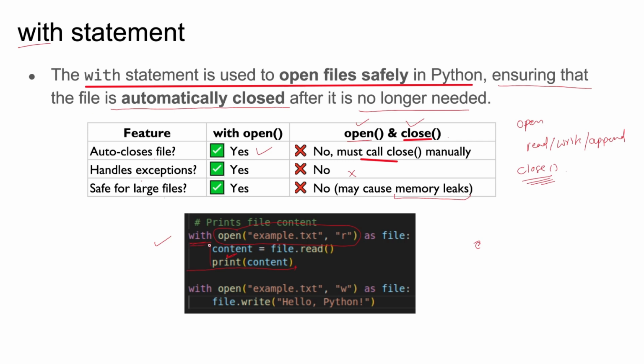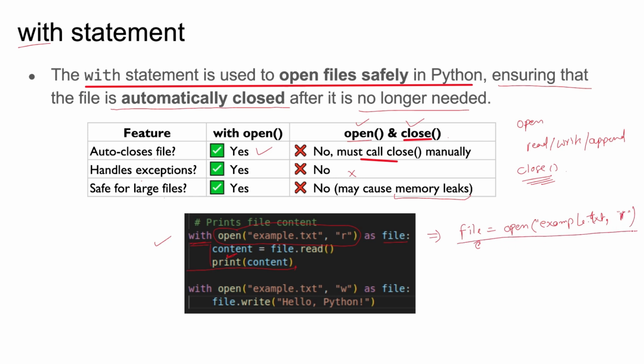Now understand, this is with open file as file. So it is equivalent to what? It is equivalent to file equal to open, the name of the file is example.txt, comma, read mode r.